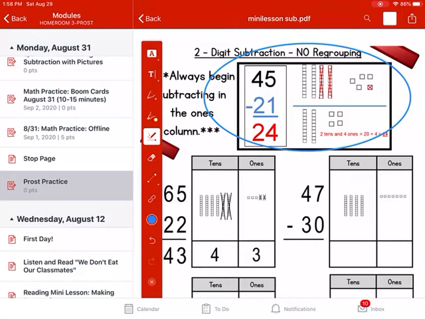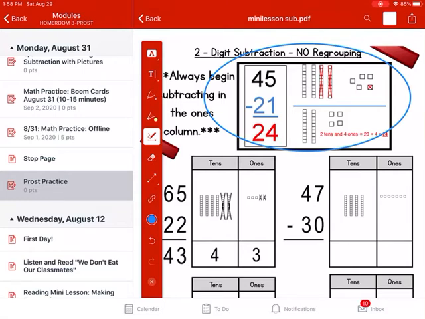So when we're using the picture strategy, the first thing we need to do is draw the tens and ones of the top number, the bigger number. So 45, as you can see, has 4 in the tens place and 5 in the ones place. And we're going to subtract 21. We're going to start on the ones side. So 21 has a 1 in the ones place. And as you can see, they've crossed out one of the 5 ones.